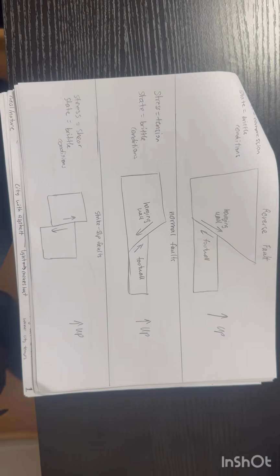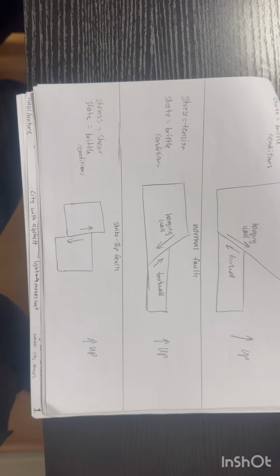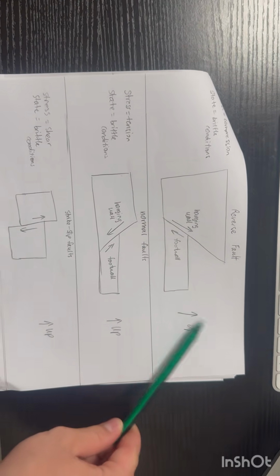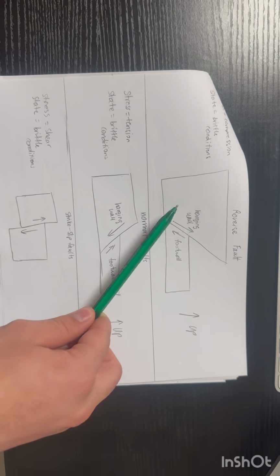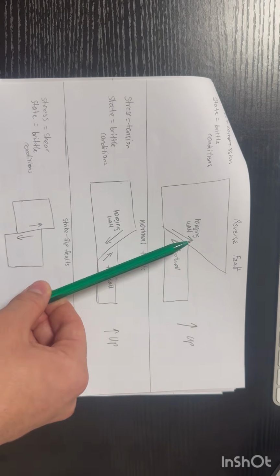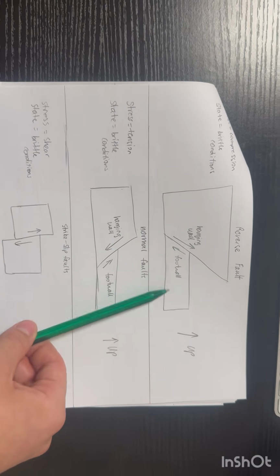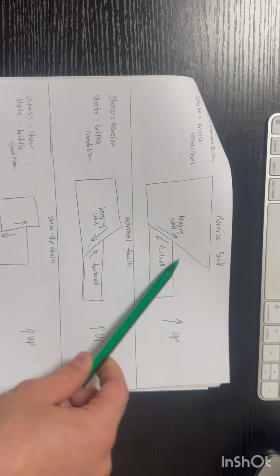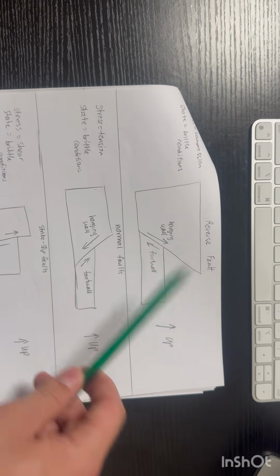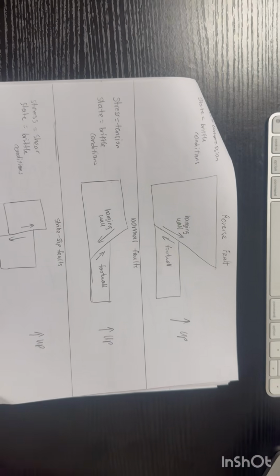rocks to break. So for the first one, it's an example of reverse faults, and they're created by compression, which occurs when rocks are pushed towards one another. And this causes the hanging wall to move upwards in comparison to the footwall. And this is formed under brittle conditions because the rocks fracture or break instead of bending.